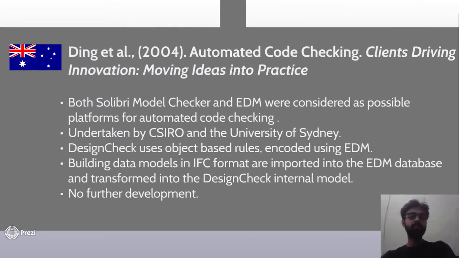Next, by Ding and others in 2004, it was for Australia, an automatic code checking system for the clients, driving innovation, moving ideas into practice. Here it was something proprietary based, where both the SMC, that is the Solid Model Checker, and the EDM, that is Express Data Manager, which is the software library, were considered as possible platforms for automated code checking. And this project was undertaken by CSIRO and University of Sydney.